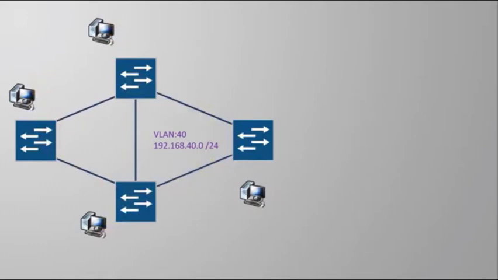We call this a broadcast storm. These frames will continue to loop and duplicate until the switches can't handle any more traffic. At this point, the network grinds to a halt. It's a pretty big problem now, isn't it? This is where spanning tree protocol comes in.